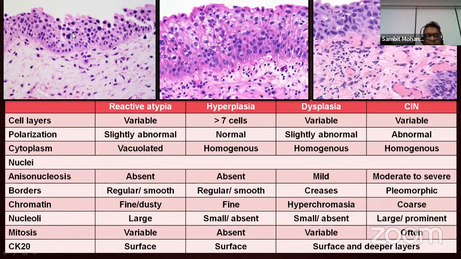Your umbrella cell stains with keratin 20. Keratin 20 stains the umbrella cell, and the rest of the layers are negative for keratin 20. So if you see the entire thickness is keratin 20 positive with loss of CD44, which is an adhesion molecule, and provided you have the appropriate morphologic context, and if you're lucky, you see a mutant type of diffuse TP53 staining, you are dealing with a dysplasia or CIS, not a reactive atypia.